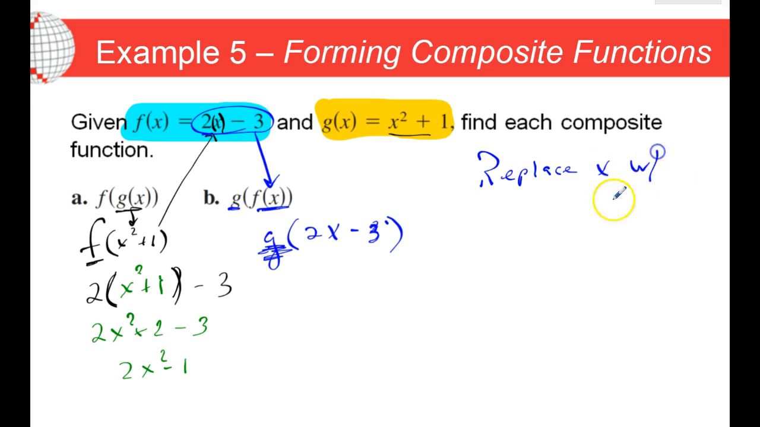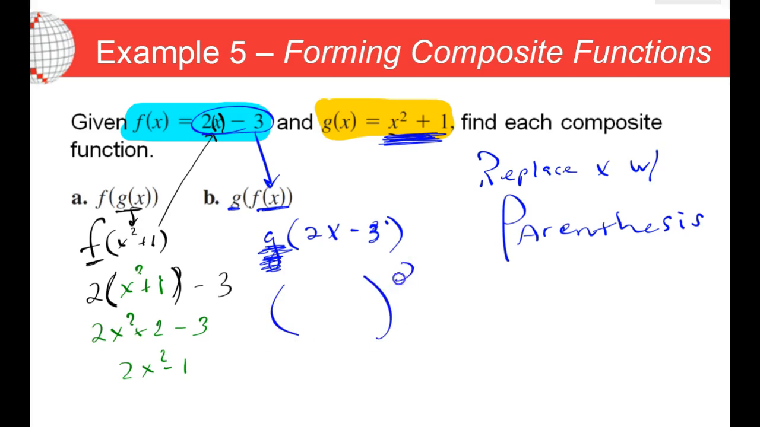X with parentheses. Why don't students do that? So instead of writing x squared plus 1, it says go to the g function. Instead of writing x squared plus 1, write parentheses squared plus 1. This is the step. I don't know why students skip it, but would you please just do it?